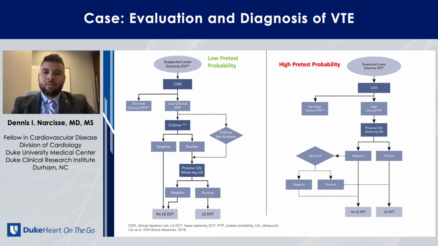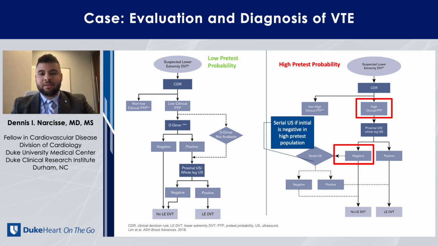So in the right frame, we have management of high pretest probability. And in those patients, we forgo the D-dimer testing and go straight to imaging with a lower extremity ultrasound and compression. And if that's positive, then you have the diagnosis of DVT and can proceed to treatment. If that's negative and you have an extremely high pretest probability, it's important to remember that these tests are not 100% accurate. And if you have a high pretest probability with a not 100% test, then guidelines do recommend serial ultrasounding, even if the initial testing is negative in a high pretest probability patient.